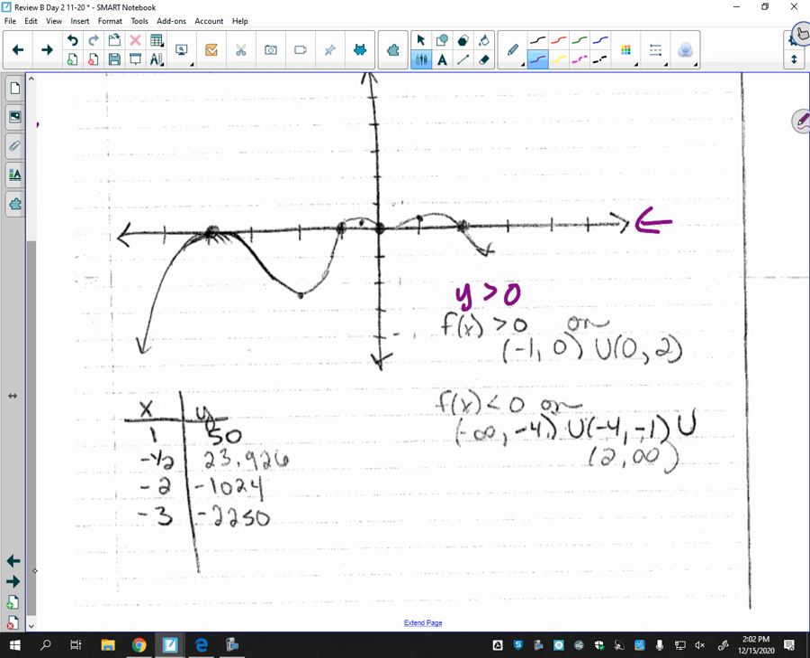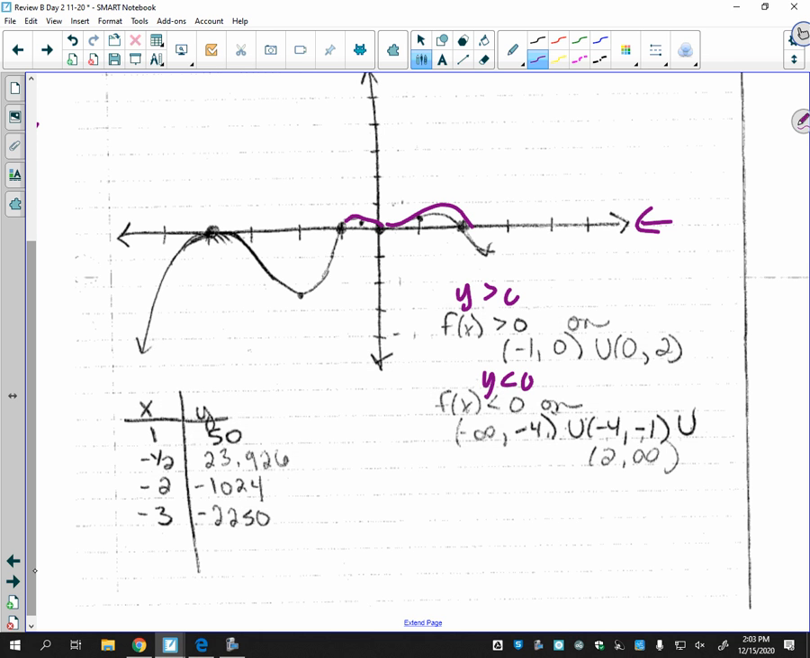So you can look at this and see that it's above the x-axis between -1 and 0. And where is y positive? Between 0 and 2. And then where is f of x negative, less than 0? Where is y less than 0? Well, all these places that it's negative values, right? And so up to -4, and then from -4 to -1, and then from 2 to infinity, it's going to be negative from there. And again, there's one on review A that I think you can go back and look at. That's worth a good amount of points. So again, trying something, showing me the multiplicities is going to get you some partial credit.